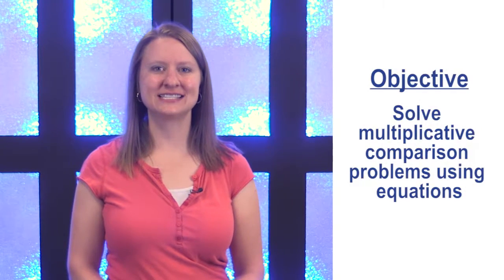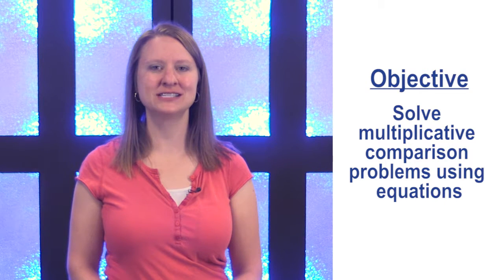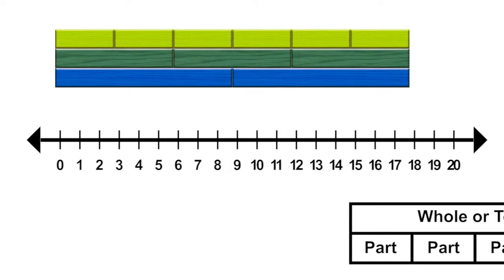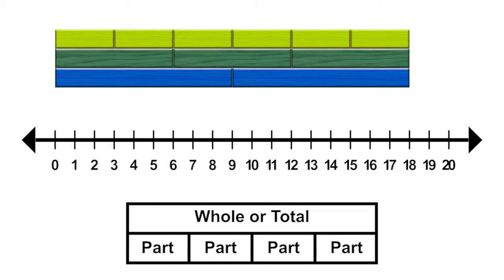The objective of this lesson is to solve multiplicative comparison problems using equations. In previous lessons, students used Cuisenaire rods, number lines, and bar models to represent multiplicative comparison problems. Students can use the strategies and rules that they know about solving multiplication equations to build multiplicative comparison equations from a word problem. Let's review the parts and pieces of a multiplicative comparison equation.